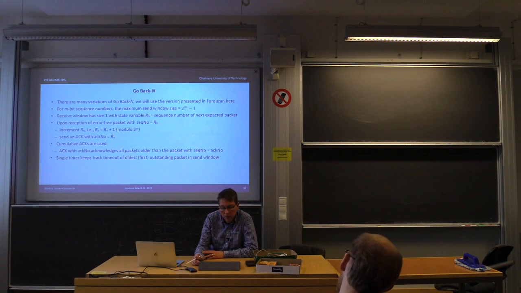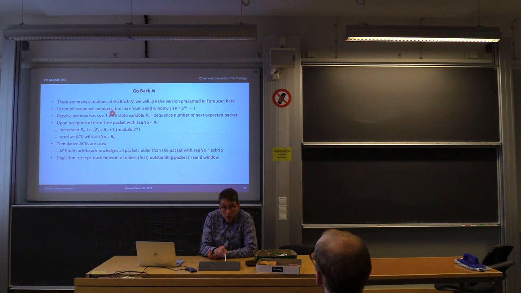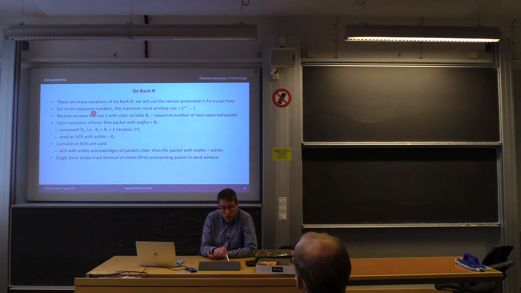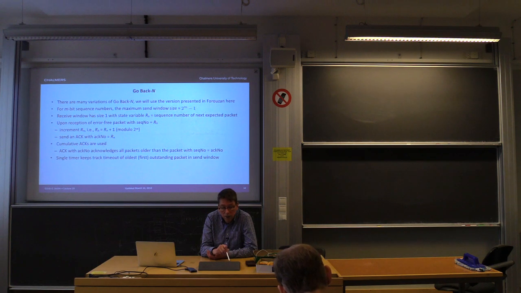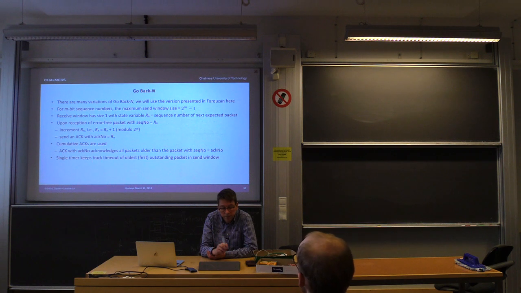Go back n. The only difference from stop and wait is that we have a send window which is larger than 1. So if we have m-bit sequence numbers, we can have a send window with a size up to 2^m - 1. It could be smaller, but this is the maximum size. The receive window is still size 1. And then it works like this.